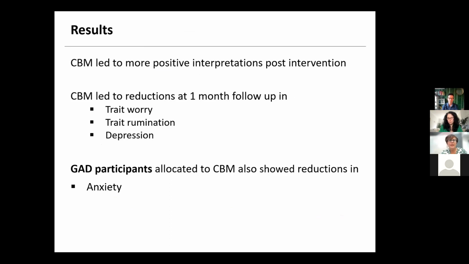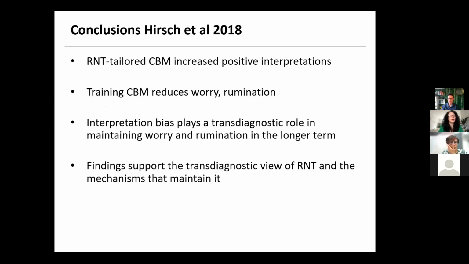So it's a very similar task, but we weren't changing interpretations. And what we found was that this training led to more positive interpretations, so that's good. But a month later, you also had reductions in worry, rumination, and depression across all participants. Those who'd received the worry materials actually had a reduction in anxiety as well, but not those who had received depression, rumination materials. So we can see that training increases positive interpretations, and it then has an impact on worry and rumination to a similar degree, irrespective of whether you're targeting worry-related or rumination-related interpretations. And this has a longer-term effect, really supporting a transdiagnostic view of RNT and the mechanisms that maintain it.